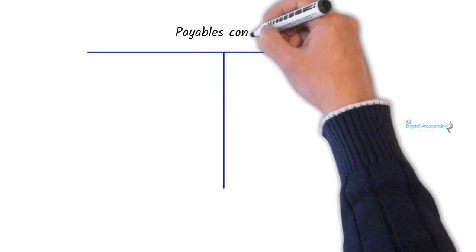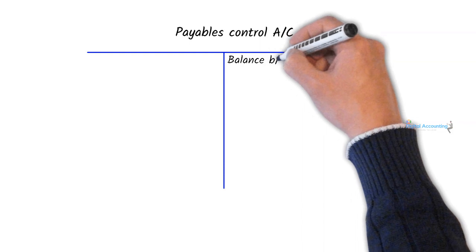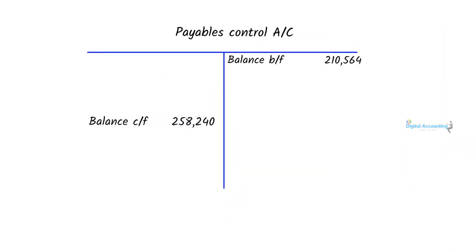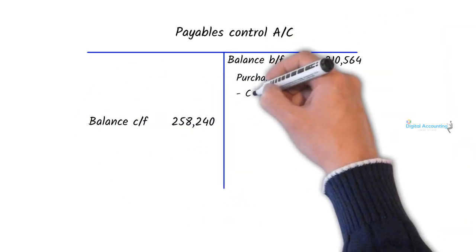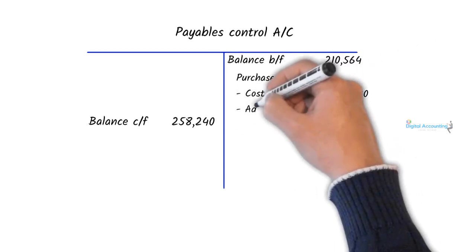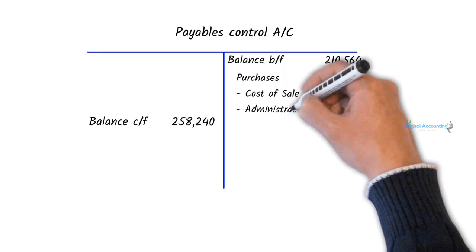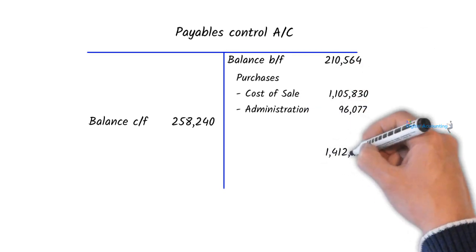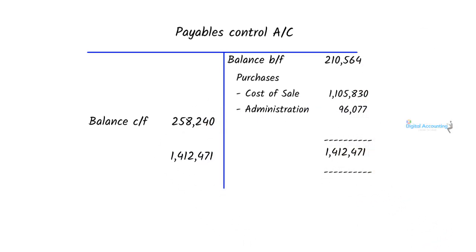Then cash payments to suppliers. Same rule for opening and closing balances. Here in the question we have two types of purchases. The first one is cost of sales purchases. Those are items of non-inventory items. Then the second one is admin side purchases. As purchases increase the payables control account, both will be in credit side of the ledger.